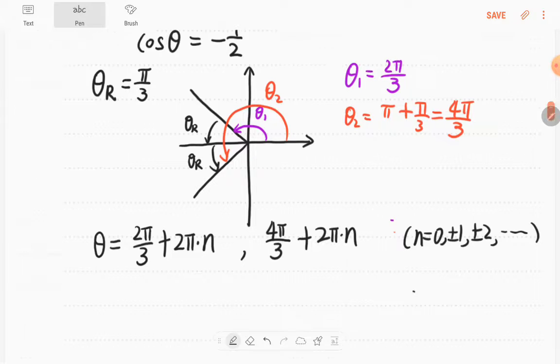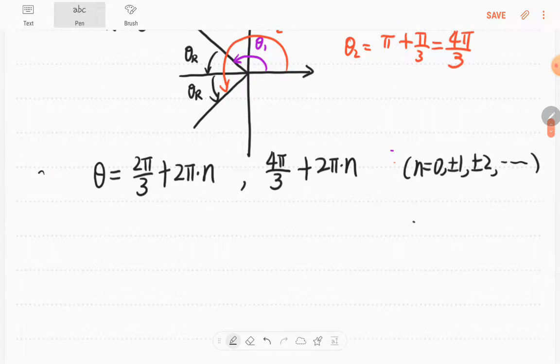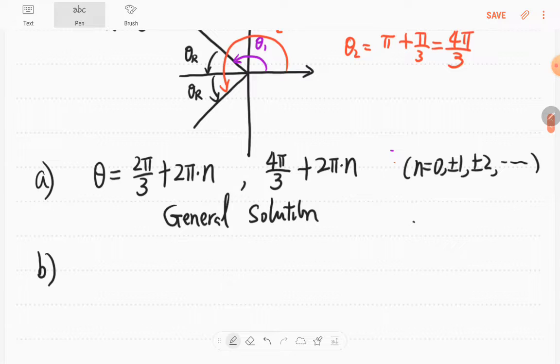Okay, so this is the first part. This is the general solution. So we find the formula for all the solutions. The next part, we need to find the specific solution from 0 to 2 pi.